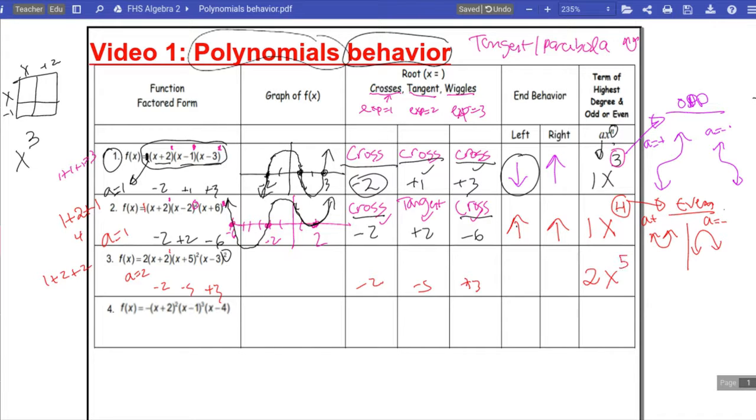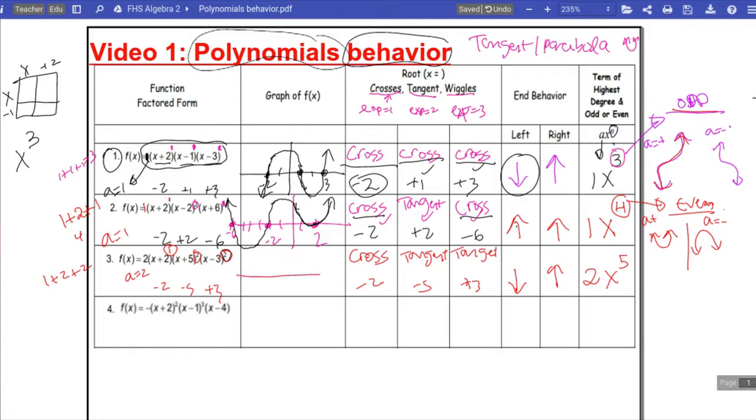Single, boom. We already did odd. So this will be odd, and it looks like A is positive. So it starts from the bottom, going to the sky. Started at the bottom, now we're here. What? All right, if you look at this 1 right here, 1, that means cross. 2, tangent. 2, tangent.